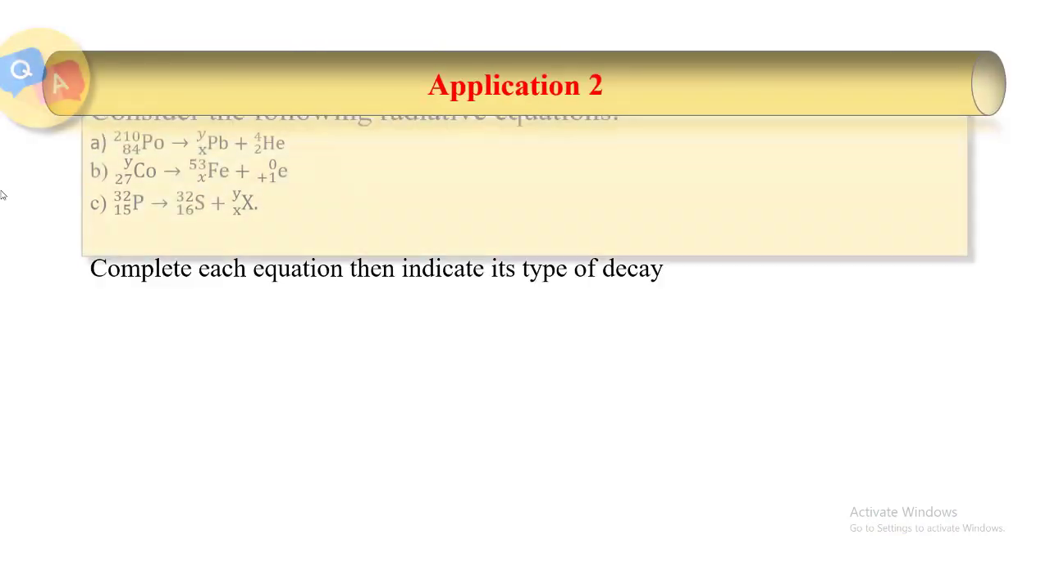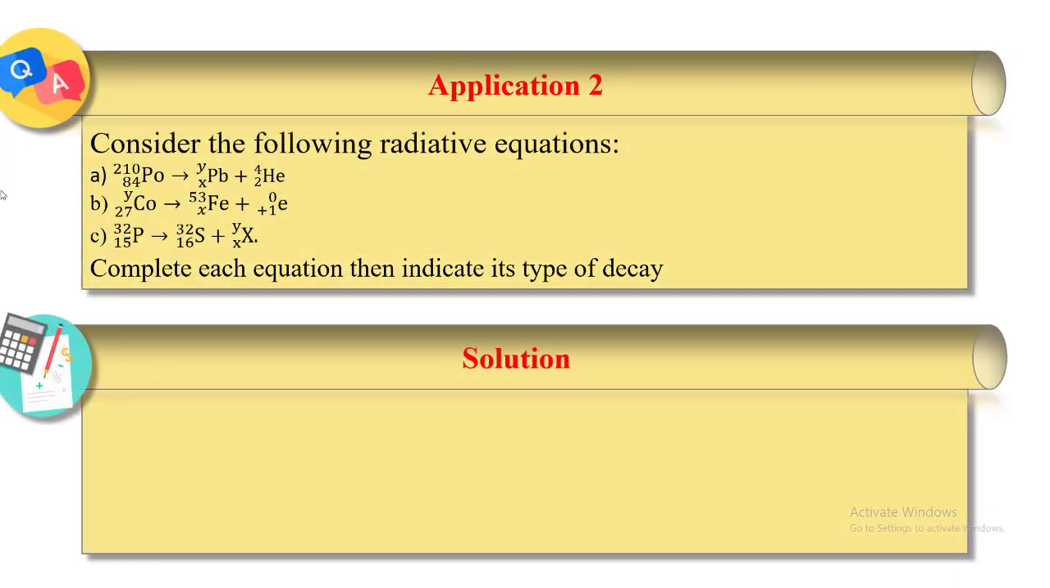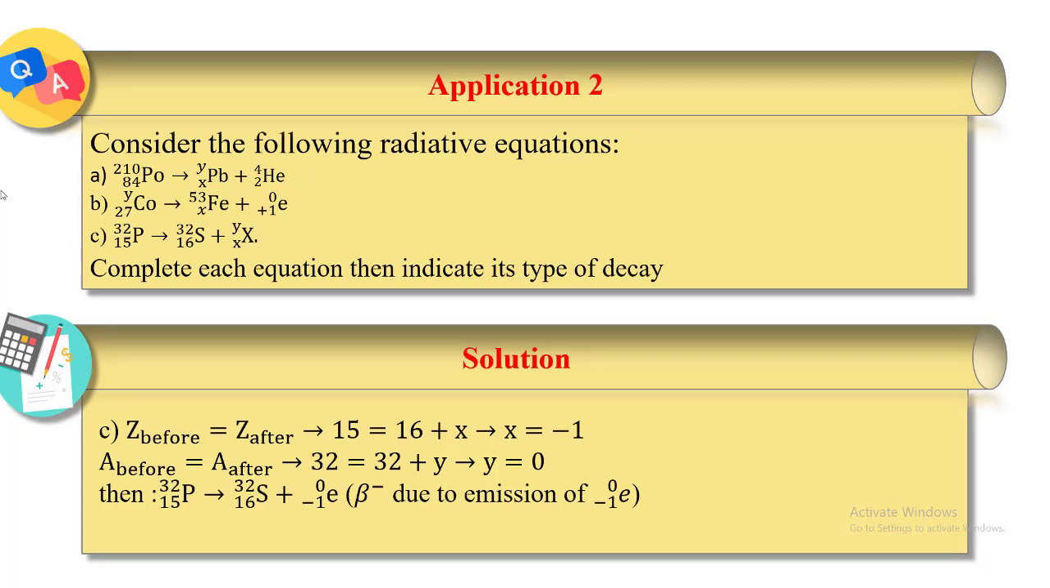For the last question, we apply also Soddy's law. We find first the missing particle. We have phosphorus 32 decayed into sulfur 32 plus an unknown particle. We apply the conservation of atomic number. I have 15 equal to 16 plus X, then X is equal to minus 1. In the same way for the mass number, I have 32 equal to 32 plus Y, then Y is equal to 0. Then the unknown particle is an electron, 0, minus 1. So the type of decay of this equation is beta minus decay.